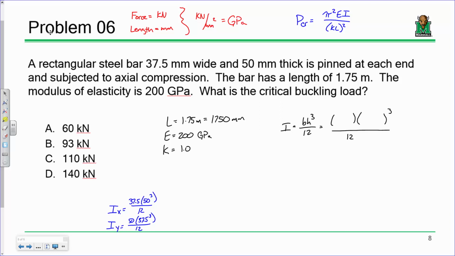So if we just have a column that's being bent, it's going to buckle about the worst case scenario. And the worst case scenario is not 37.5 times 50 cubed. It's 50 times 37.5 cubed. You remember that? That's an easy thing to mix up. So this is going to be 50 millimeters, 37.5 millimeters, weak axis. I'll help you out with that. This is a really big number. I think it's like 2.197 times 10 to the 5th millimeters to the 4th. Did I get that right? Somebody follow along with that?